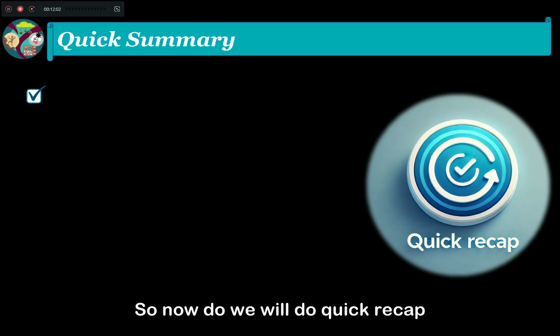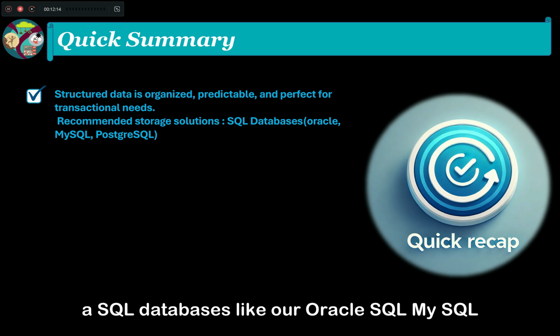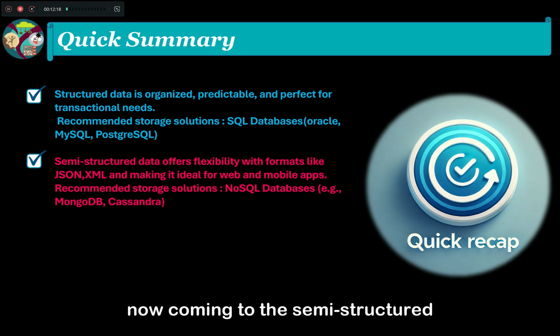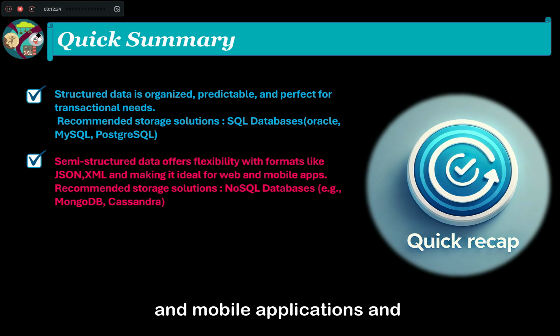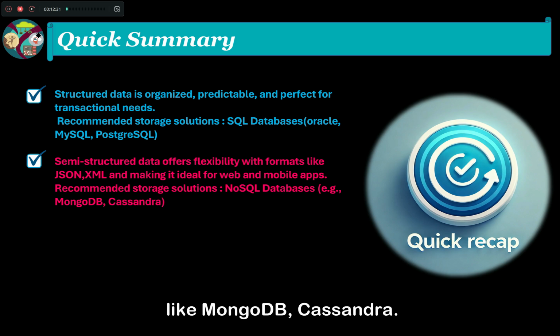So now we'll do a quick recap. The structured data is organized, predictable, and perfect for transactional needs. And the recommended storage solution for this is SQL databases like Oracle, MySQL, PostgreSQL. Now coming to the semi-structured data, it offers flexibility with formats like JSON, XML, and makes it ideal for web and mobile applications. And the recommended storage solution for this semi-structured data is NoSQL databases like MongoDB, Cassandra.